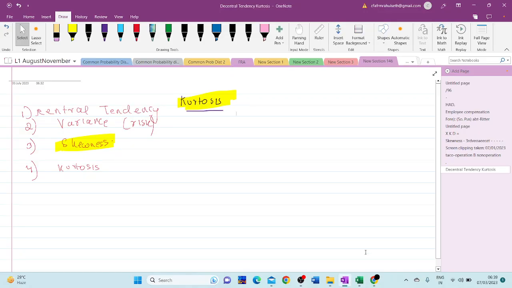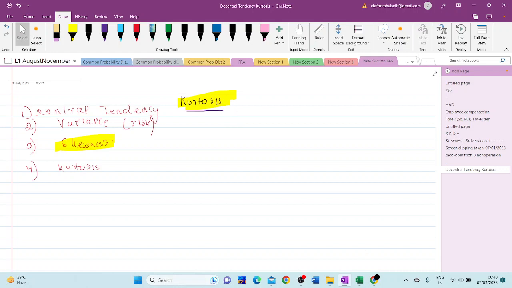Okay guys, so in the last class we were discussing skewness. In today's class we would be discussing kurtosis, and with kurtosis our discussion with respect to the shape of the distribution is going to be complete, right? So we had discussed that there are four moments that describe the shape of any distribution.